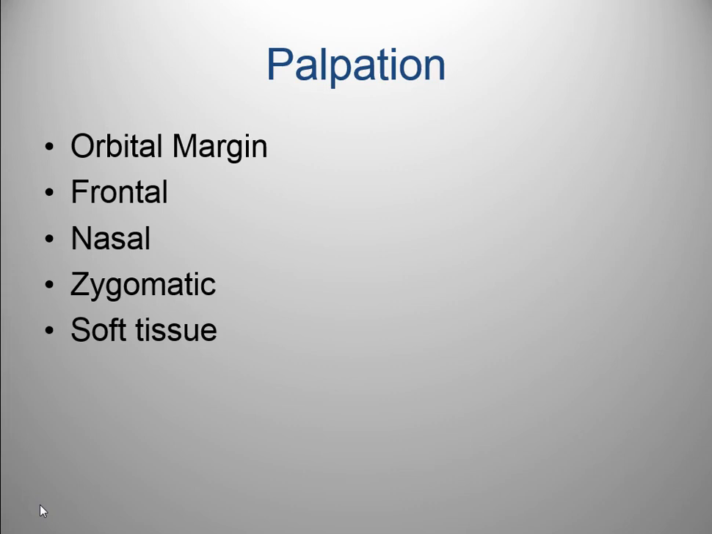You're going to palpate the orbital margin, so the top of the eyes, the frontal bone, so the forehead. You want to palpate the nasal bone, so the nose, and then the zygomatic arch, and all of the soft tissue around the face, the maxillary region.